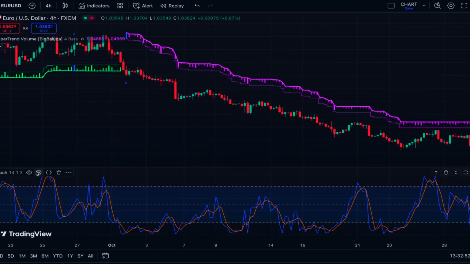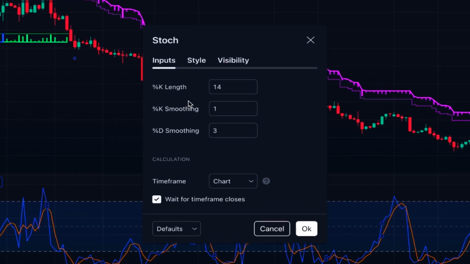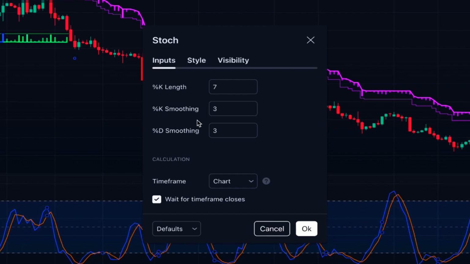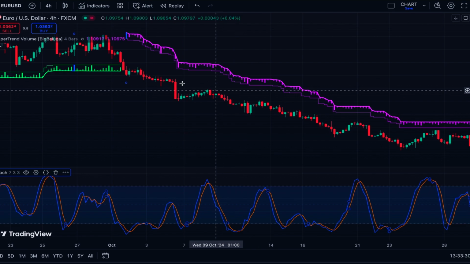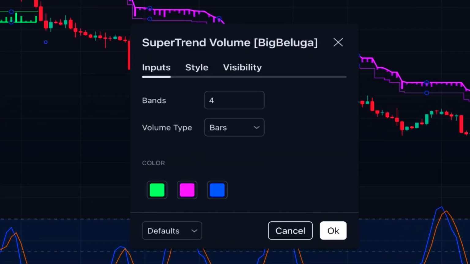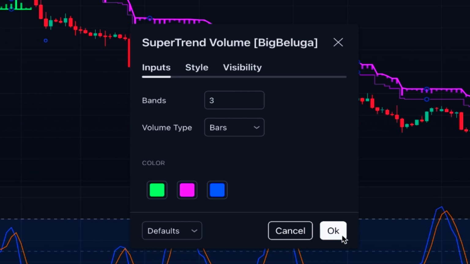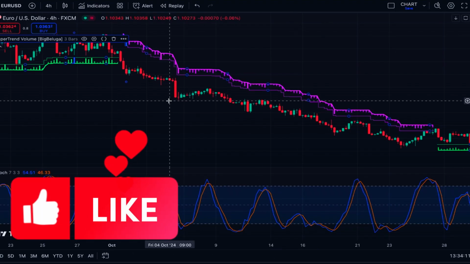So here we go to the settings of the indicator, and here for K% length, we set it at 7, and for K% smoothing, we set it at 3, and for D% smoothing, 3 is okay. And also for SuperTrend, here in the settings of the indicator, we decrease the bands to 3, so it will be more responsive to the price action. All right, this is how we do it.